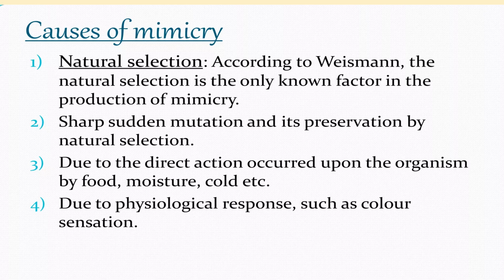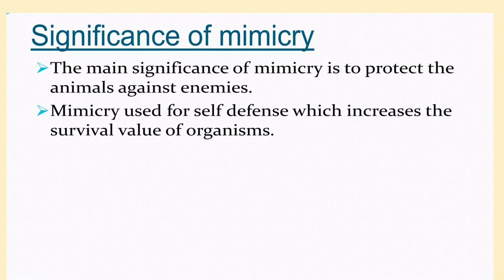Then the causes of mimicry. Natural selection is one cause of mimicry. According to Weismann, natural selection is the only known factor in the production of mimicry. Other causes include sudden mutation and its preservation by natural selection, the direct action exerted upon the organism by food, moisture, cold, etc., and physiological response such as color sensation. The significance of mimicry: the main significance of mimicry is to protect animals against enemies. Mimicry is used for self-defense, which increases the survival value of organisms.